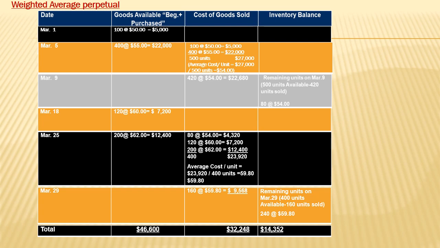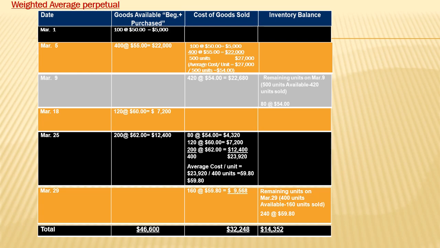And for the ending inventory, just see how many units are remaining. I was having 400 units, of which I sold 160, so the remaining units are 240 units. I just multiply by the average cost per unit I computed on the previous day, which is 59.80.